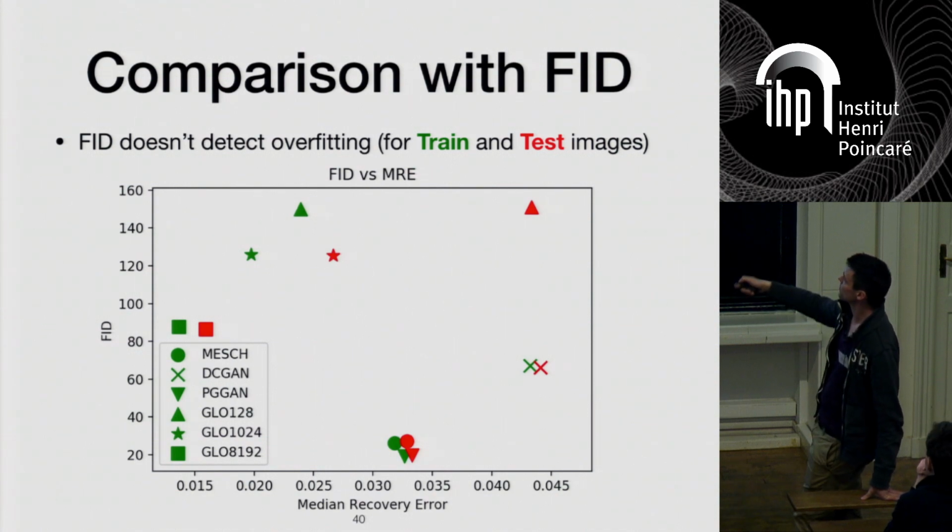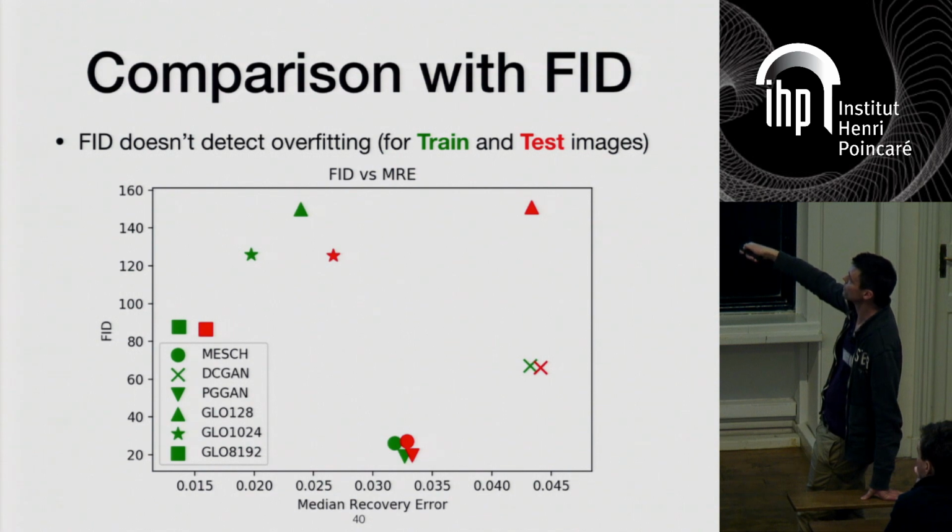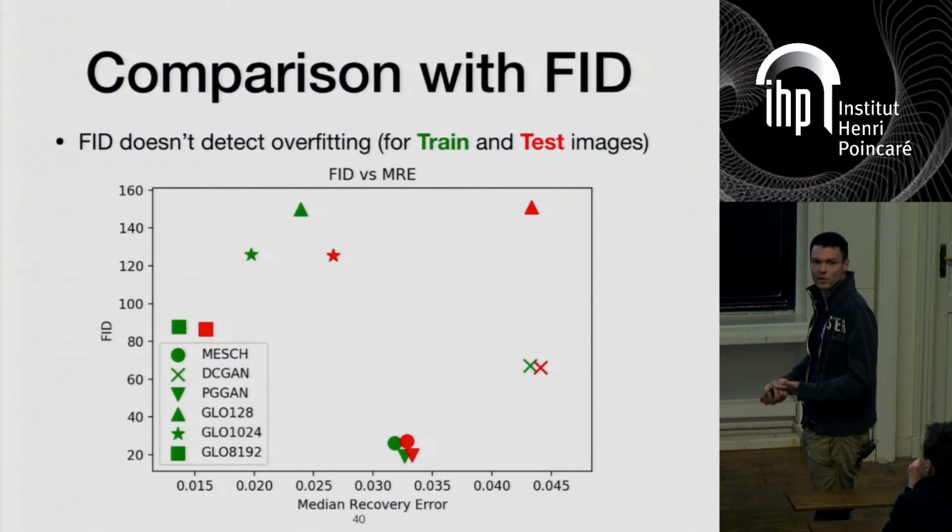Here is the FID. So the lowest is the better for FID because it's a distance. Okay, so the best methods are mesh-shader here and PG-GAN. DC-GAN is here. And GLOW, surprisingly, is quite close to DC-GAN here. And for GLOW, we show that if we train with a small number of images, we have definitely a gap in a recovery error that suggests overfitting, while the FID is exactly the same. So definitely, we propose a new metric which can assess the quality and the memorization.